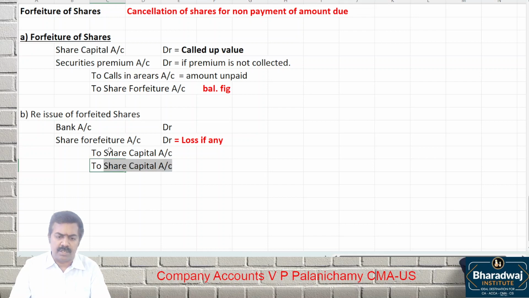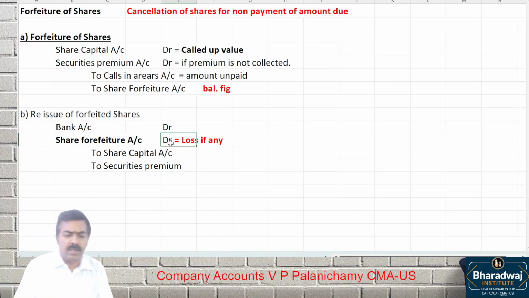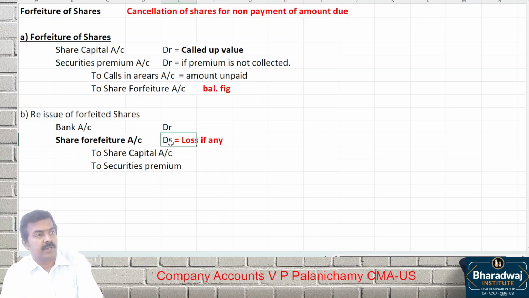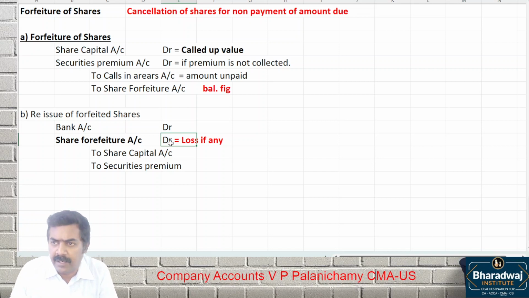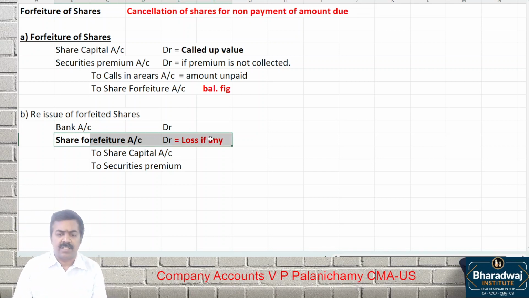This can be reissued at premium also. If there is a loss, you will adjust in which account? Share forfeiture account. What is the journal entry? Bank account debit, share forfeiture account debit, to share capital, to which account? Securities premium account. If there is a loss, you can adjust in which account? Share forfeiture account. Sir, to whom will it be issued? Again to the public? No. Directors can issue the shares to anyone.